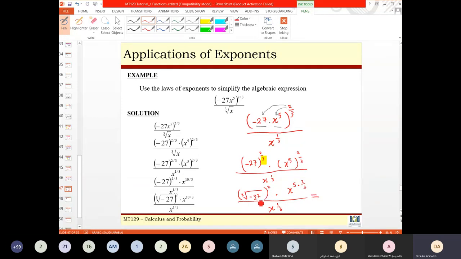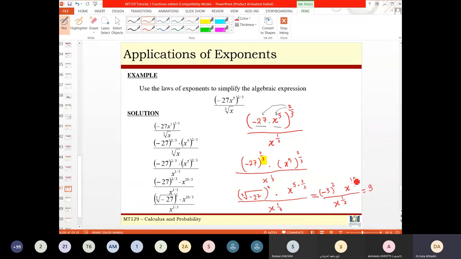Now what's the third root of minus 27? Use your calculators if you have them. What is the third root of minus 27? What's the third root of this one? It's minus 3. Be careful. It's minus 3. So it's minus 3 all to the power 2. This will be x to the power 10/3. And down there I have x to the power 1/3. Minus 3 to the power 2 is 9.